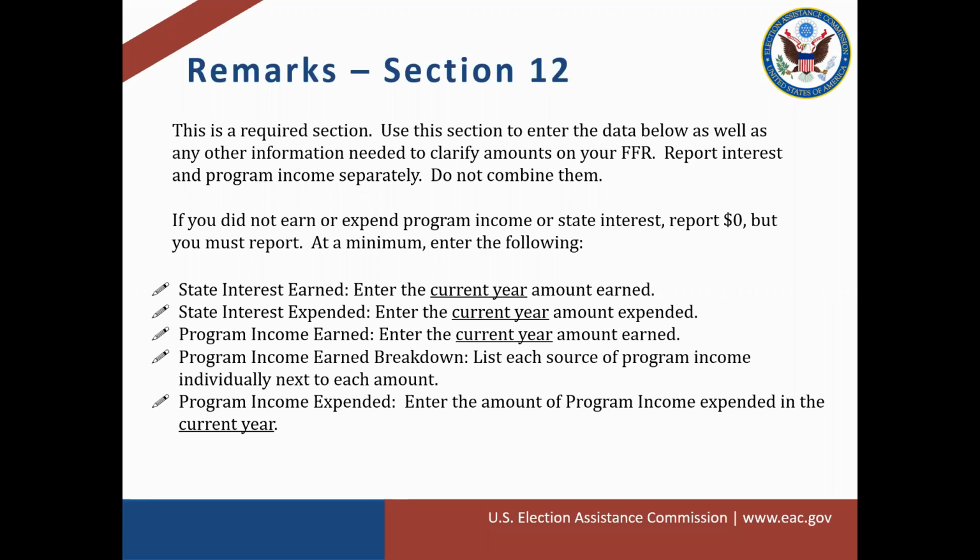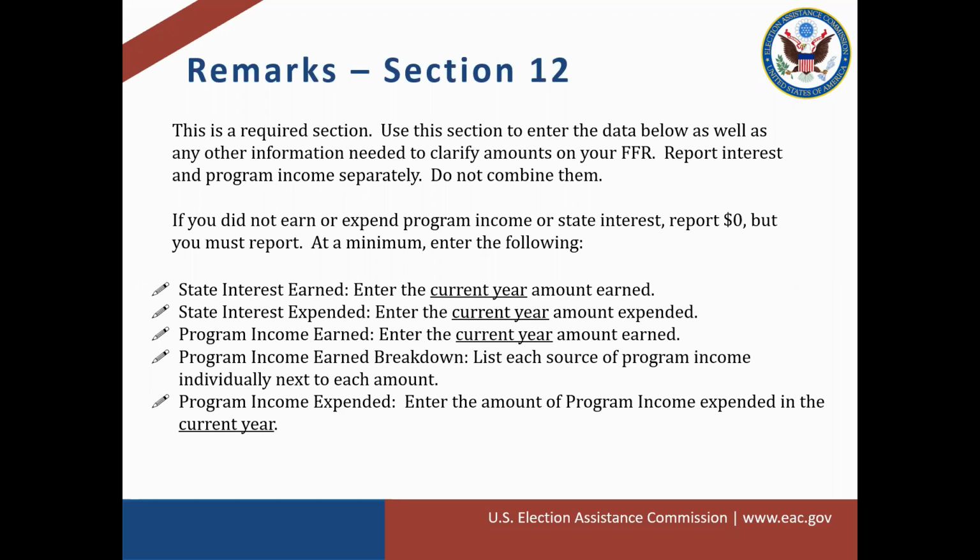So here you're going to break down your state interest earned. You're going to break down your state interest expended, and you're just going to give us a current year amount. Then you're going to break down your program income earned, and then you're going to break down your program income by source. So we need to know where the program income came from individually next to the whole amount.